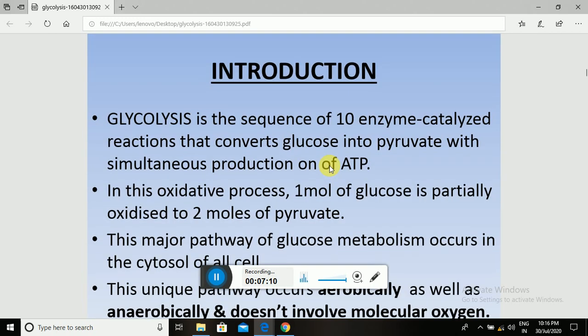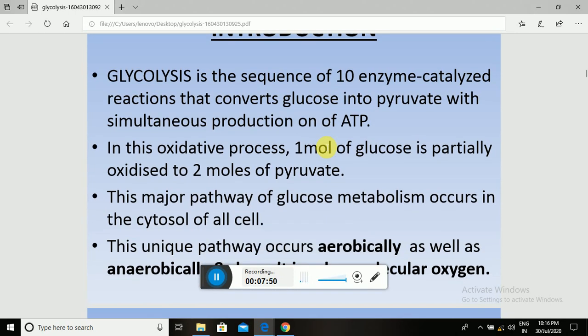The introductory point is that glycolysis is a sequence of 10 enzyme-catalyzed reactions that converts glucose into pyruvate with the simultaneous production of ATP. The initial substrate of this reaction is glucose, and the final product is pyruvate. So these 10 enzymes act in sequence, convert glucose into pyruvate, and also produce ATP.